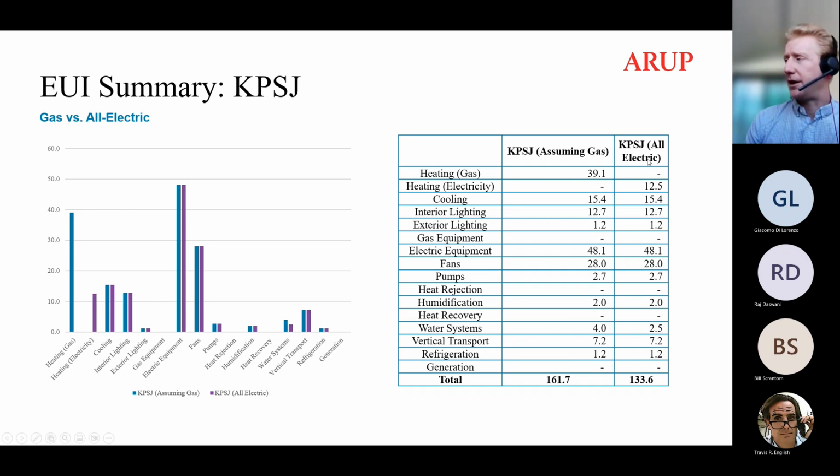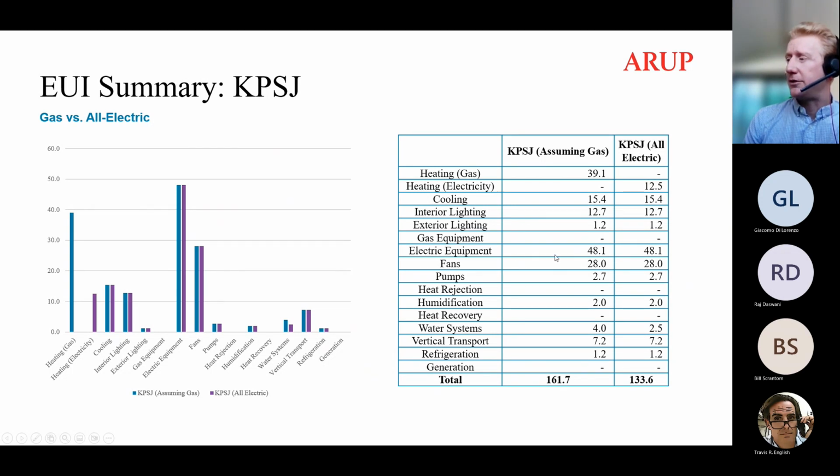If we do look at translating this to an all-electric case using an air source heat pump in lieu of a boiler for heating, that significantly reduces the portion of EUI for heating from about 39.1 to 12.5 to 13, bringing the overall EUI down from 161 to about 134 kBTU per square foot per year at this stage, considering a predictive case.